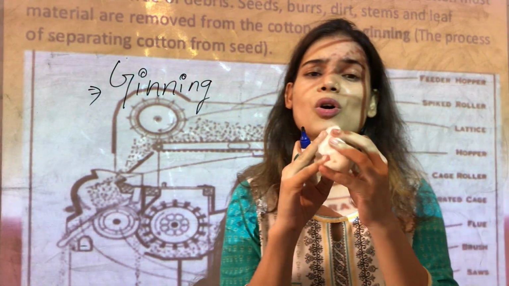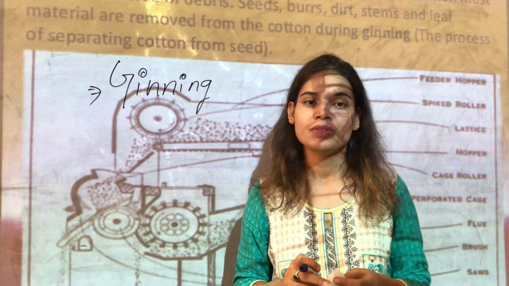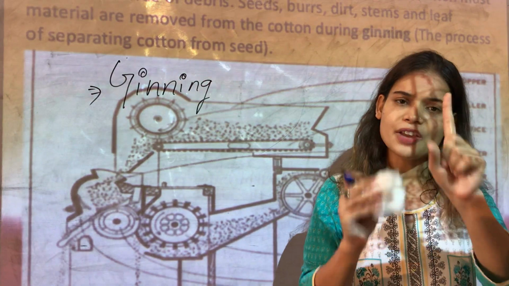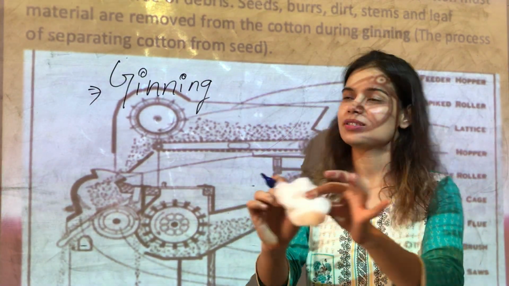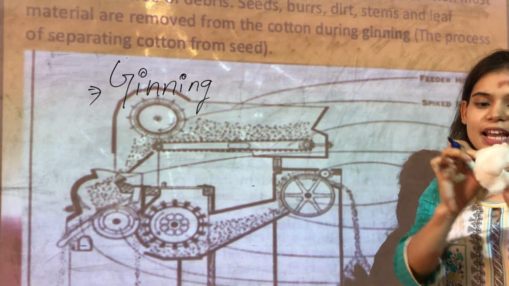Now this cotton ball also has a lot of burrs, a lot of dirt and insects, and most importantly seed inside it. So the very first step is to remove this dirt, to remove these burrs and also to remove debris, means small stones, seeds. So it has seed in it.